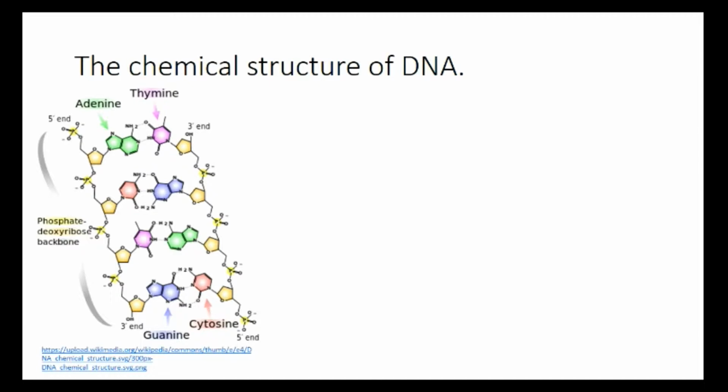And we have adenine and guanine. Adenine and guanine are what we call purines, and thymine and cytosine are what we call pyrimidines. There are purines and pyrimidines.